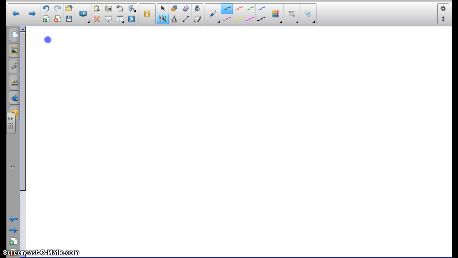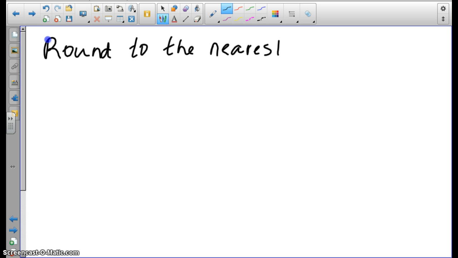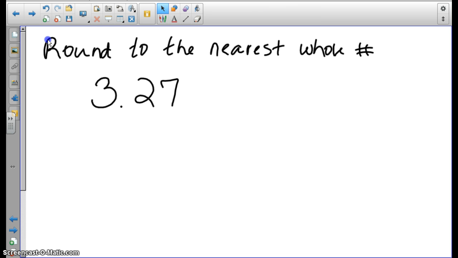Okay, our directions are going to have us round to the nearest whole number. And what they're going to give us is 3 and 27/100. In the tutorial video, I told you to look at the directions, figure out what they're asking you to round to. And in this example, we're rounding to the whole number.